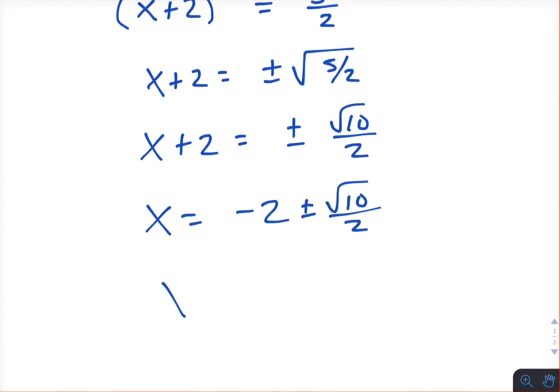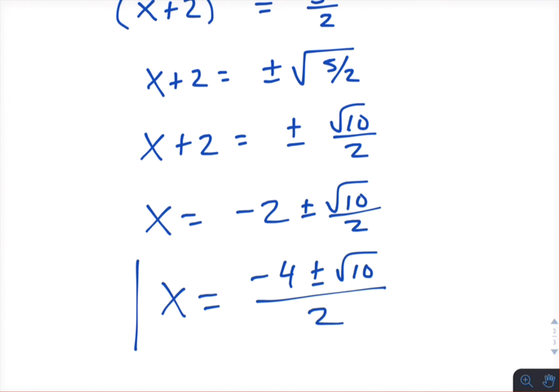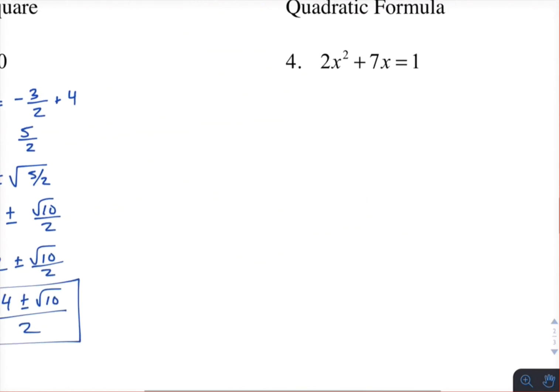And let's get a common denominator. So that's negative 4 plus or minus root 10 all over 2. And that is two solutions, right? We have negative 4 plus root 10 over 2 and negative 4 minus root 10 over 2. So there's two solutions as we expected since we had a quadratic.